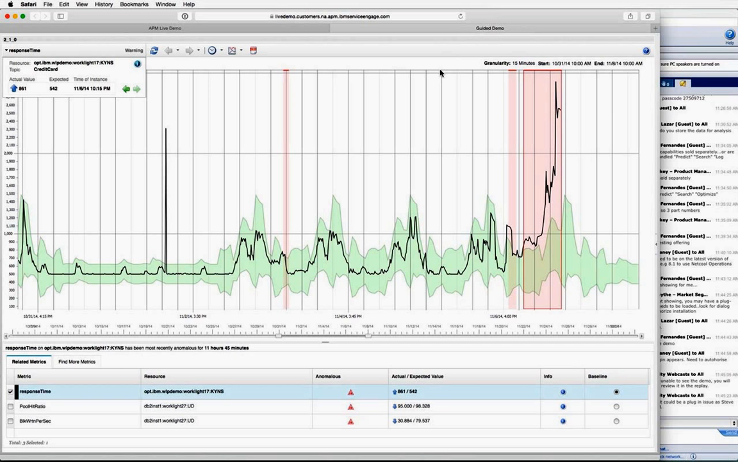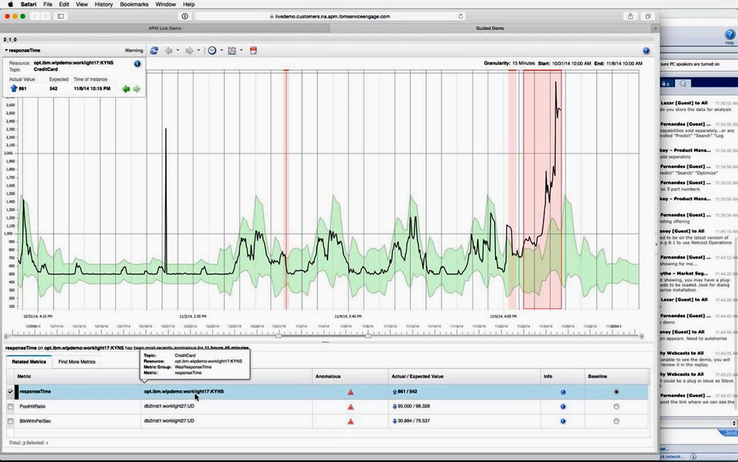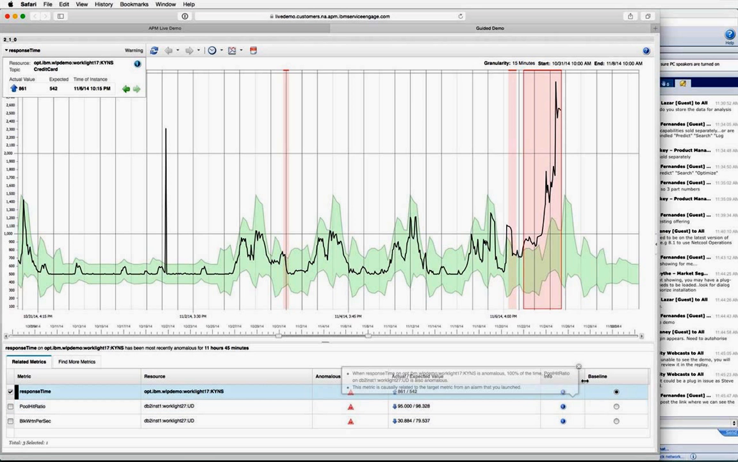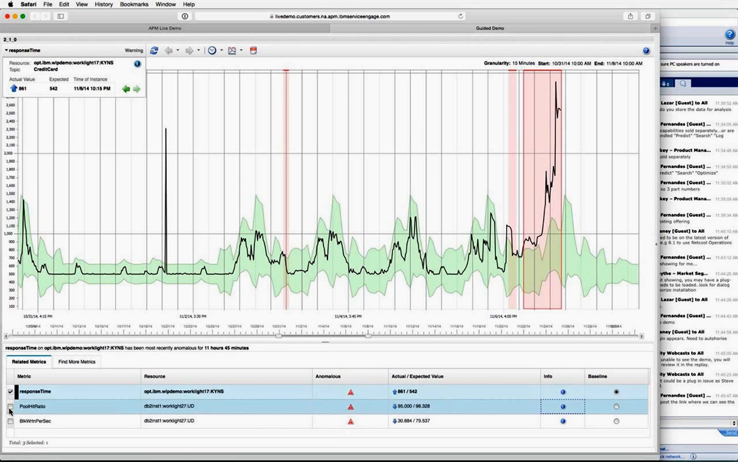Now if we look at the bottom of the screen, we can see that we're also provided with a list of related metrics. We didn't have to input a model into Predictive Insights and tell it that these metrics were related. The particular metric we're looking at is from a WebSphere machine, but there's also this pool hit ratio from a database agent. And if we look at the information box here, when the response time metric on this WebSphere server is anomalous, 100% of the time this pool hit ratio on the database is also anomalous. So that's rather interesting news for us in trying to figure out how to triage the problem.